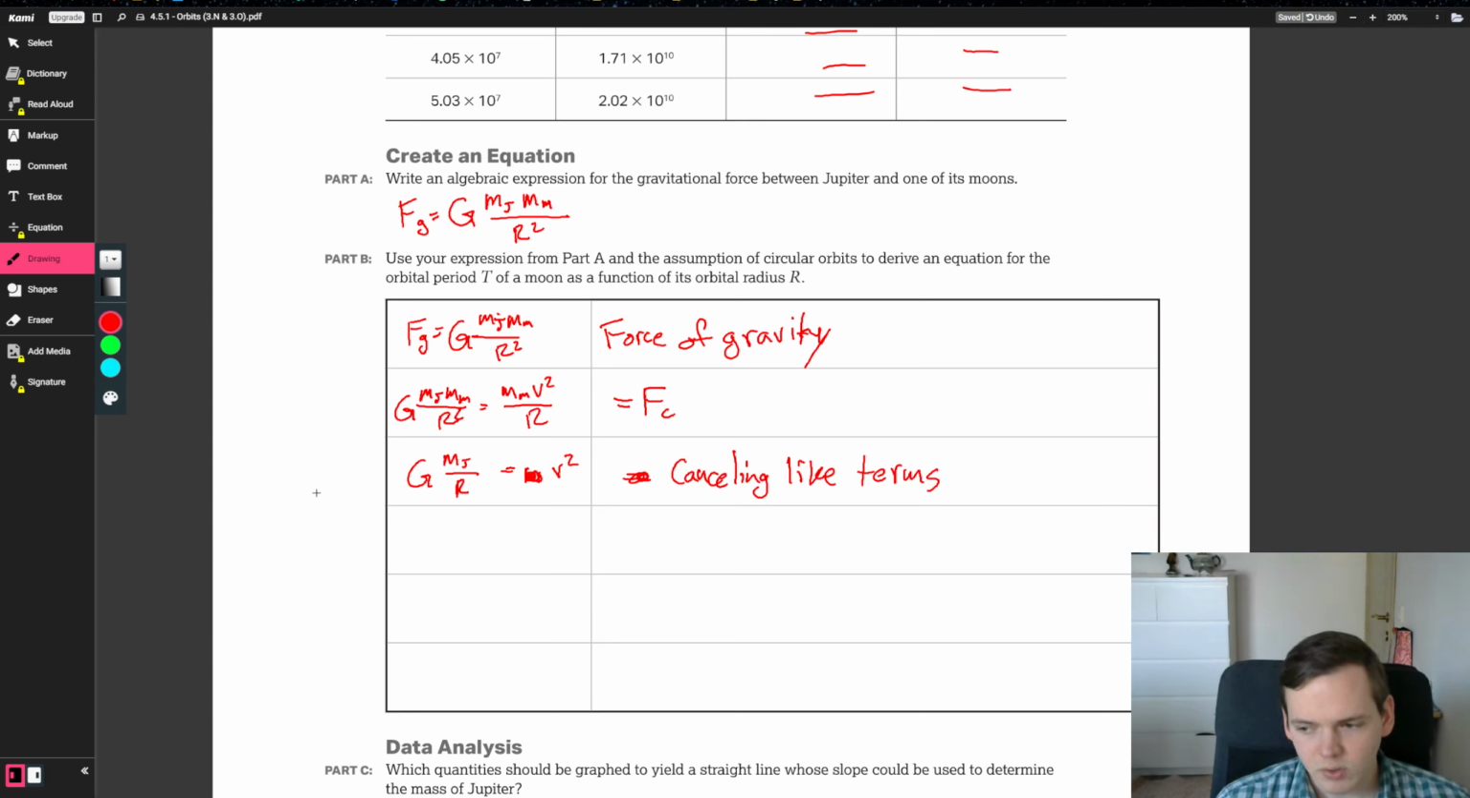Now, here's where it gets a little bit tricky. I'm going to write this off to the side. v equals 2 pi r divided by T. That's just from knowing the path length is going to be 2 pi r, and the time T is how long it takes to go around, the period. So the velocity is just the distance divided by the time. So we'll include that. G Mj over r is equal to 2 pi r over T, by using v is equal to 2 pi r over T.